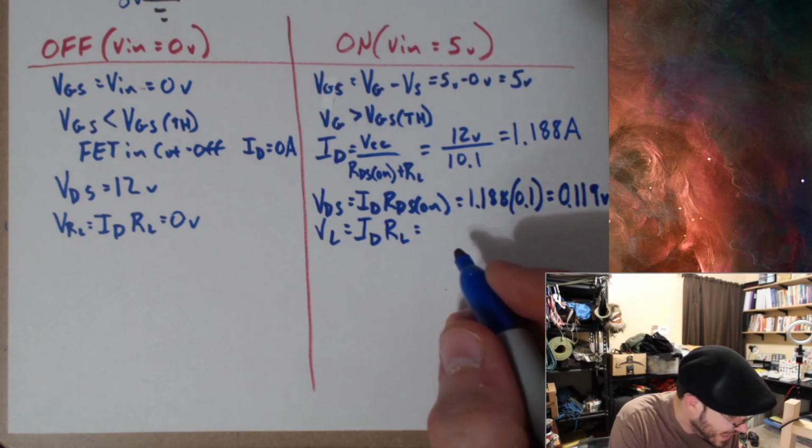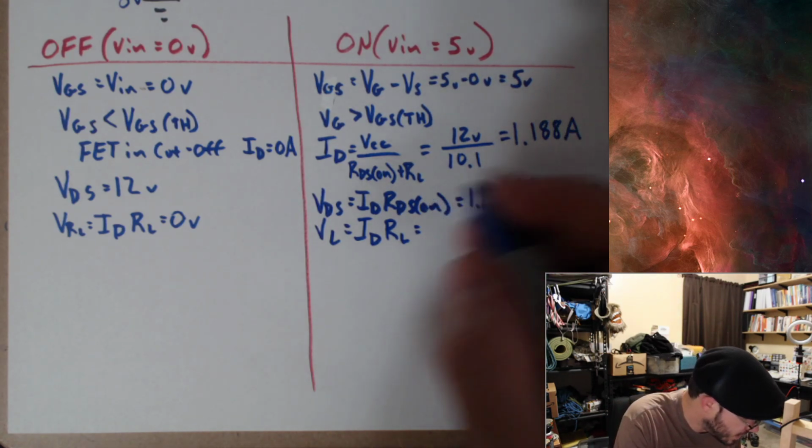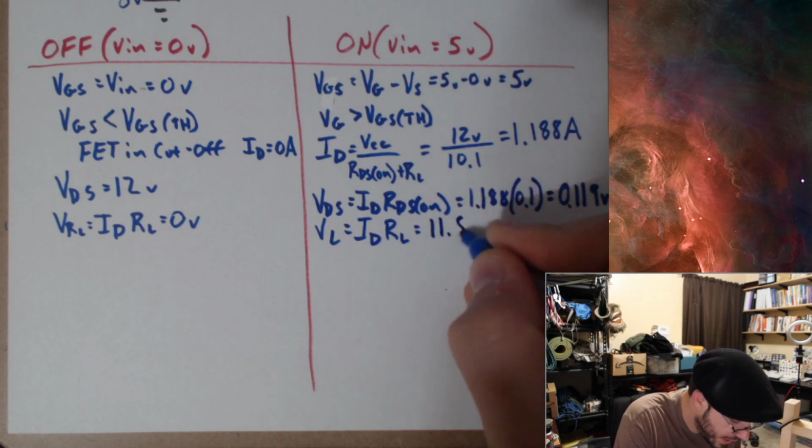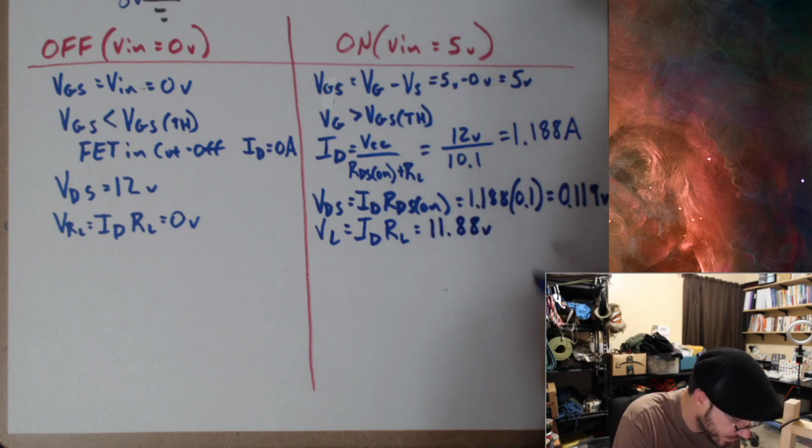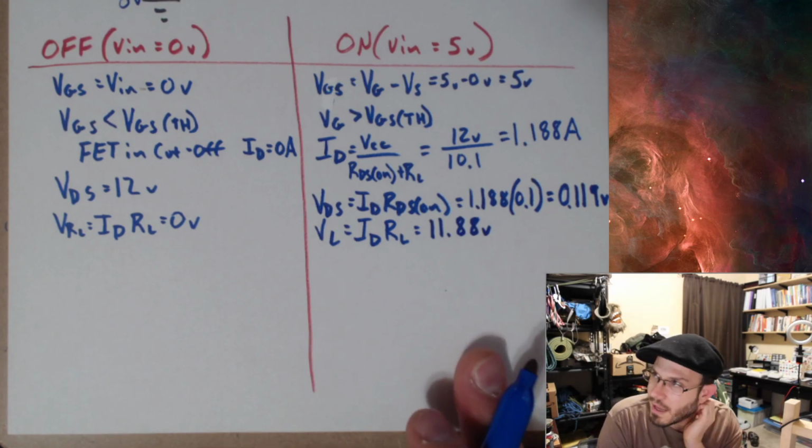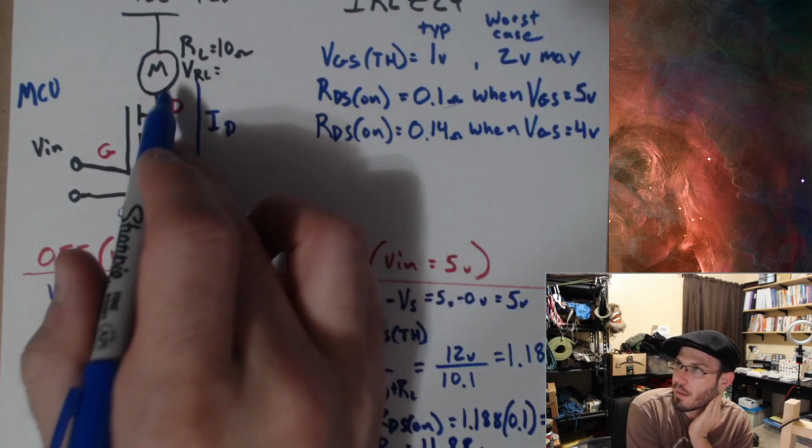1.188 amps times 10 ohms. Just apply Ohm's law. You get 11.88 volts. This is good. I want most of my voltage to be dropped across my motor.